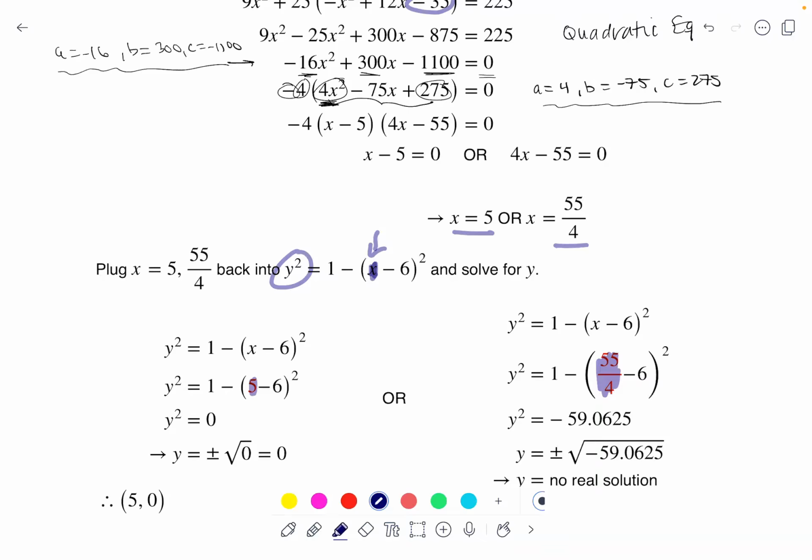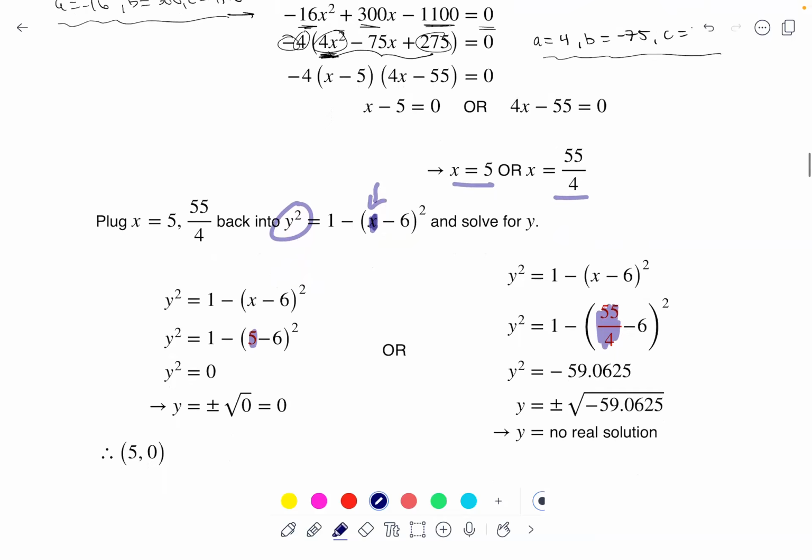At that point, I'm going to use my calculator for the most part. Over here, I get y squared is 0. Square root both sides, the plus or minus shows up. But plus or minus 0 is just 0 because 0 is neither positive nor negative. So here I get one ordered pair of (5, 0).